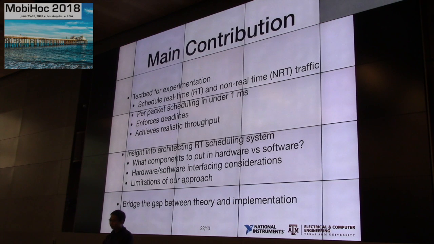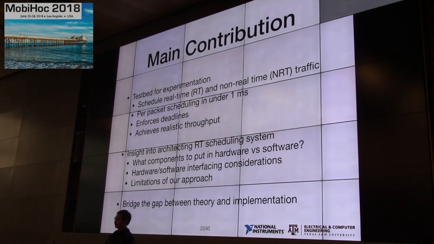But because we do it on a host machine, we can do stuff like that. So, main contribution. This is what we claim to be our main contribution. We have a test bed for experimentation. If you were present at the reception demo poster session on Monday, we had a system there. And we show that we can schedule real-time packets and non-real-time packets on the same system, and we can do packet-by-packet scheduling in under 1 millisecond.